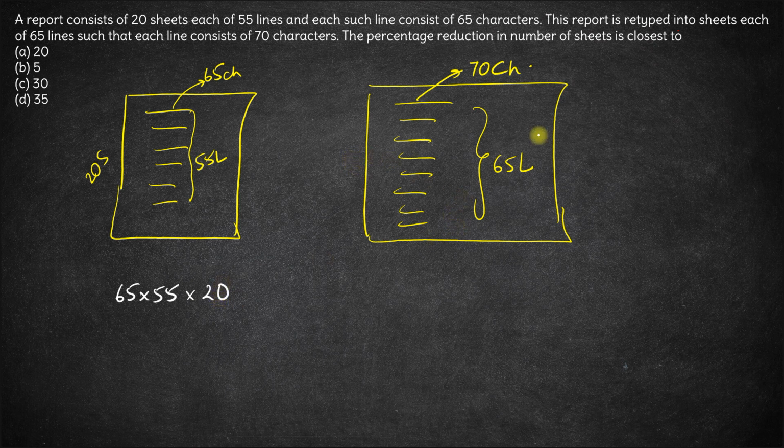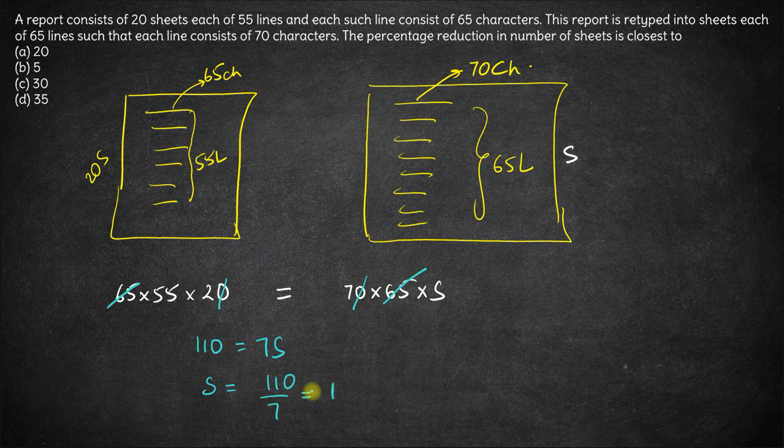Similarly, assuming that the number of sheets here is S, the total number of characters in this writing style will be 70 into 65 into S, and both of these should be the same, right? So now 65 gets cancelled out. We have 0 and 0 getting cancelled out. So effectively 55 into 2 is 110, equal to 7 into S. So from here the number of sheets required is 110 by 7.